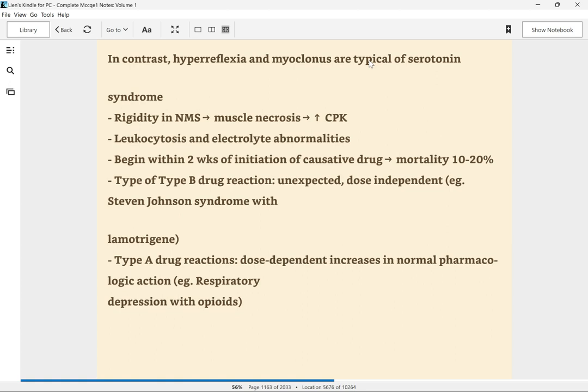→ Mortality 10 to 20%. Type B drug reaction: unexpected, dose independent, e.g., Stevens-Johnson syndrome with lamotrigine. Type A drug reactions: dose dependent increases in normal pharmacologic action, e.g., respiratory depression with opioids.